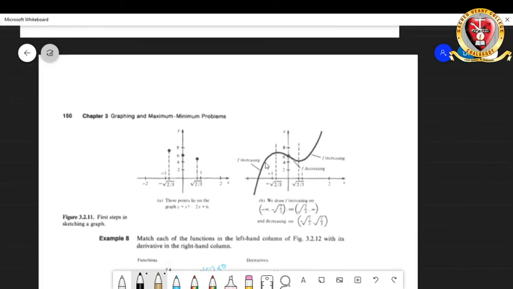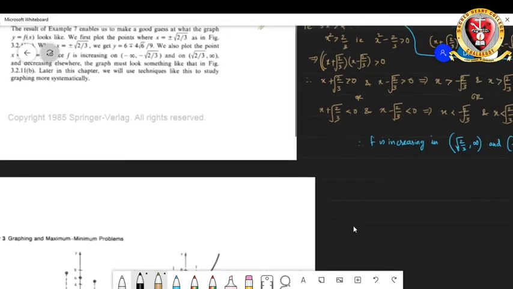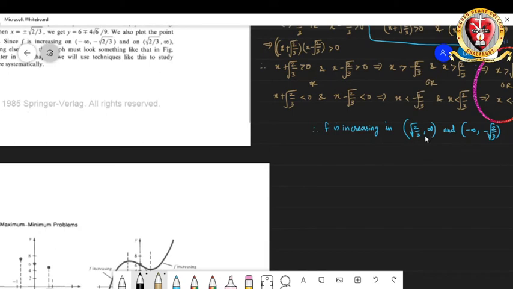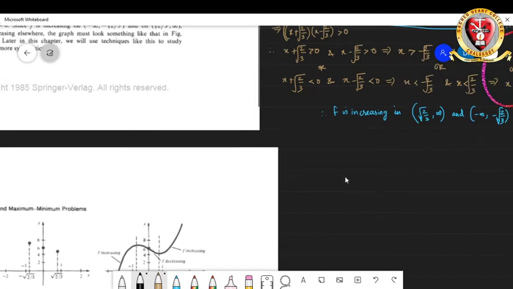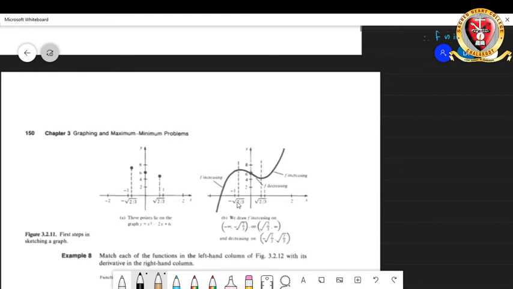And here there is an illustration of that. The points are plotted, minus root 2 by 3 and root 2 by 3. We had said that, and this is the corresponding function value, we said that the function is increasing, right? Increasing in root 2 by 3 comma infinity. And similarly, minus infinity comma minus root 2 by 3. So, till minus root 2 by 3, the function is increasing, right, here.